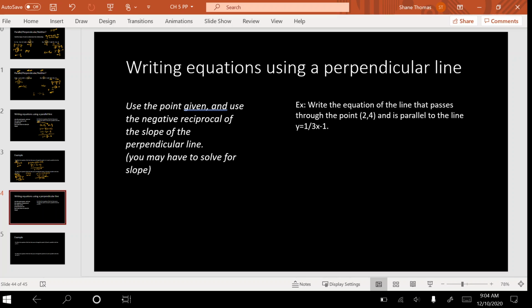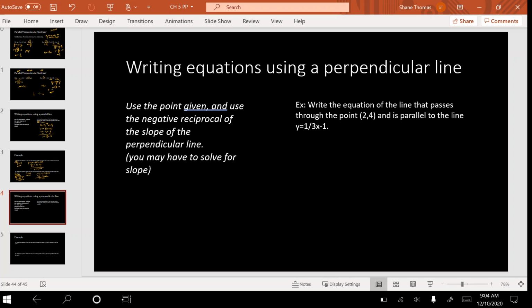For this one, again, you're going to use the point given, and then you want to use the negative reciprocal of the slope of the perpendicular line. Again, you might have to solve for a slope there. You're going to steal the slope from the other equation they give you. Then I need you to flip it and change the sign before you use the slope, because we need our slopes to be negative reciprocals of each other.